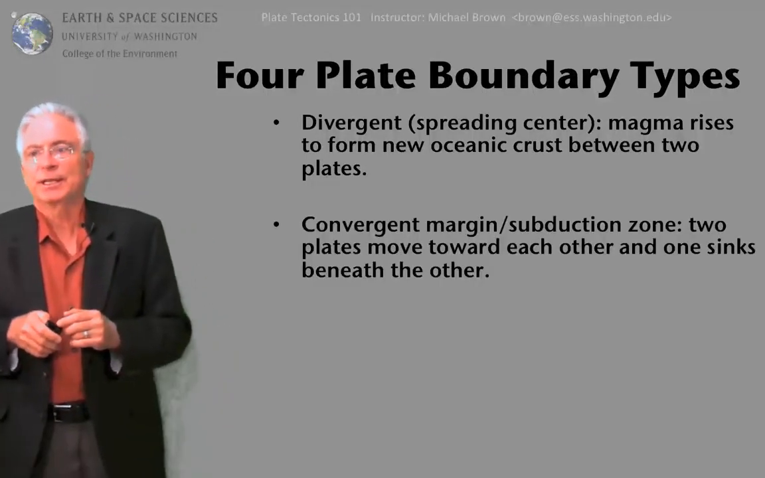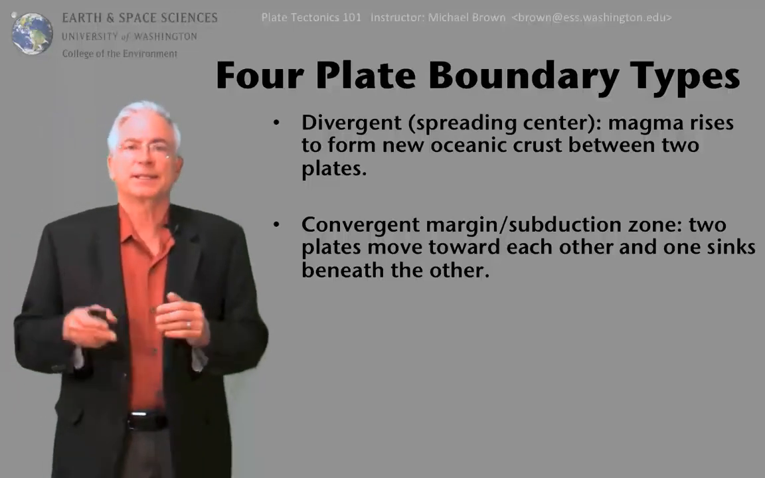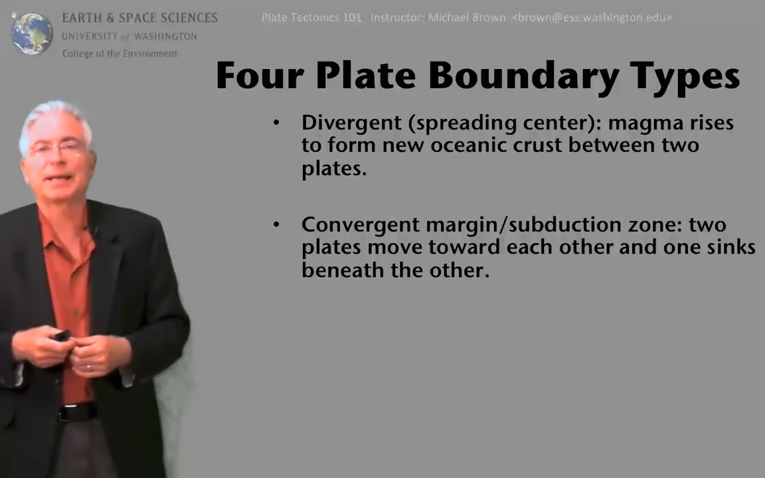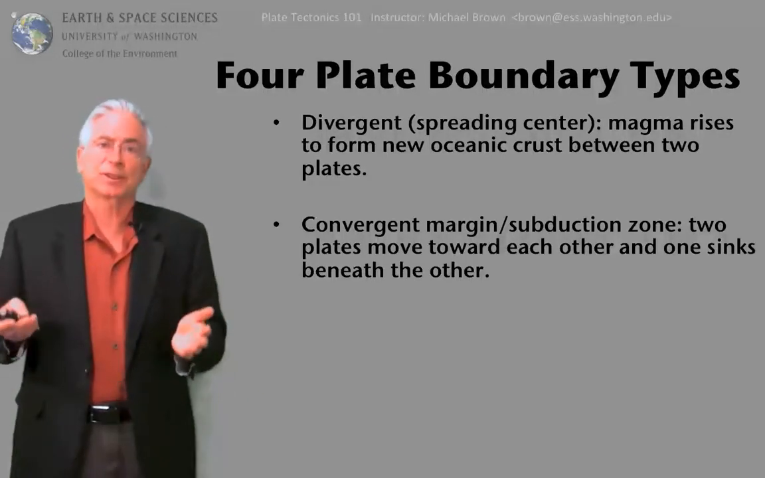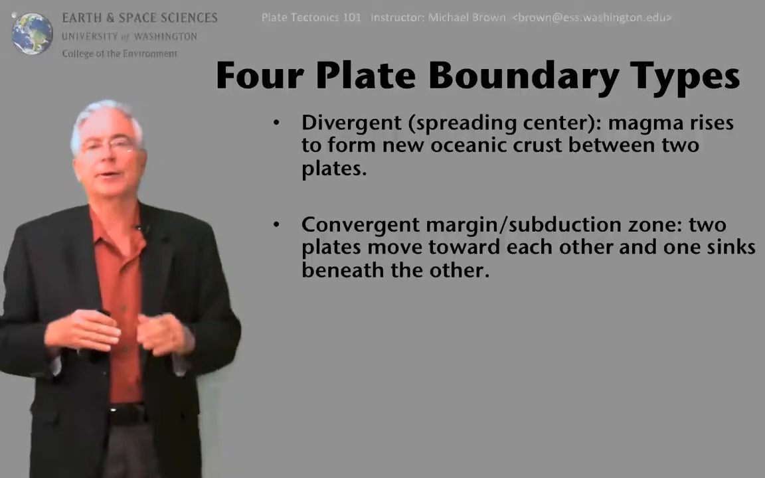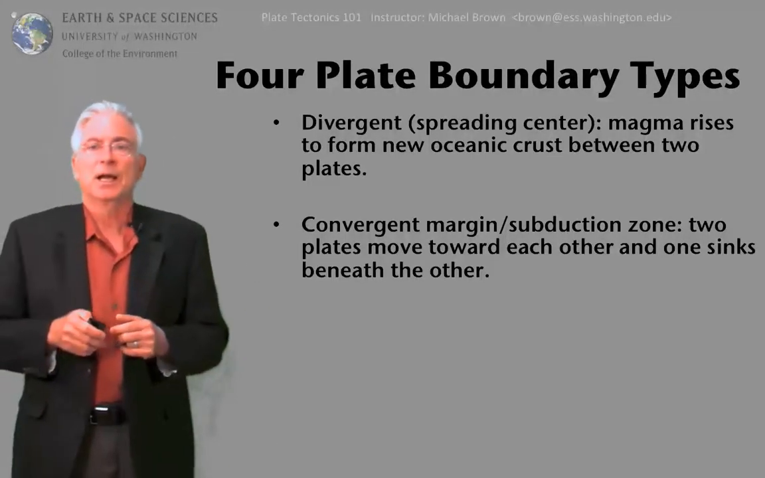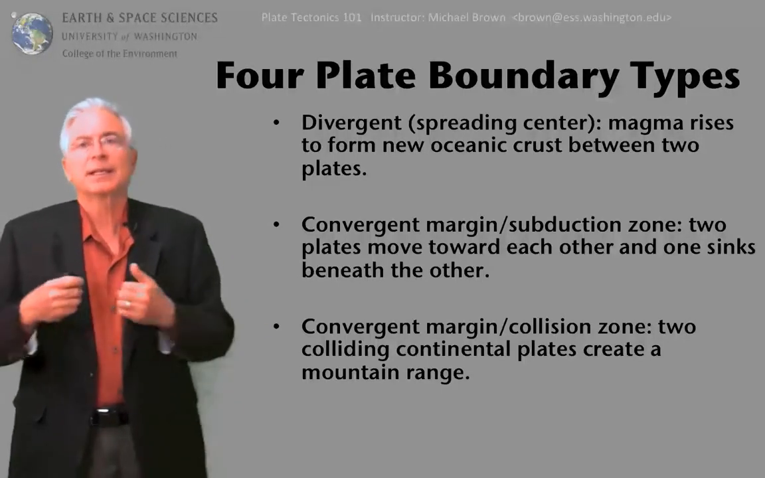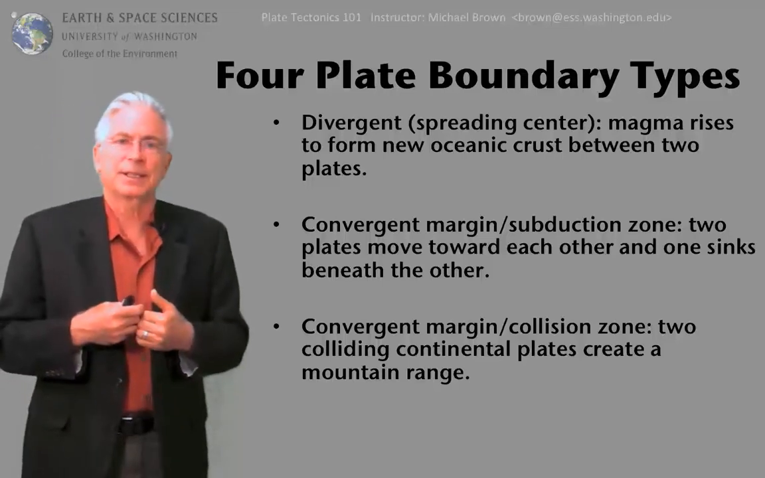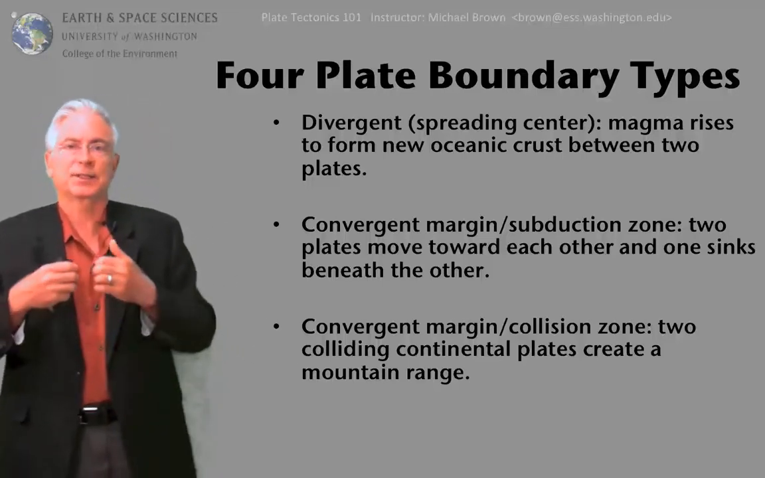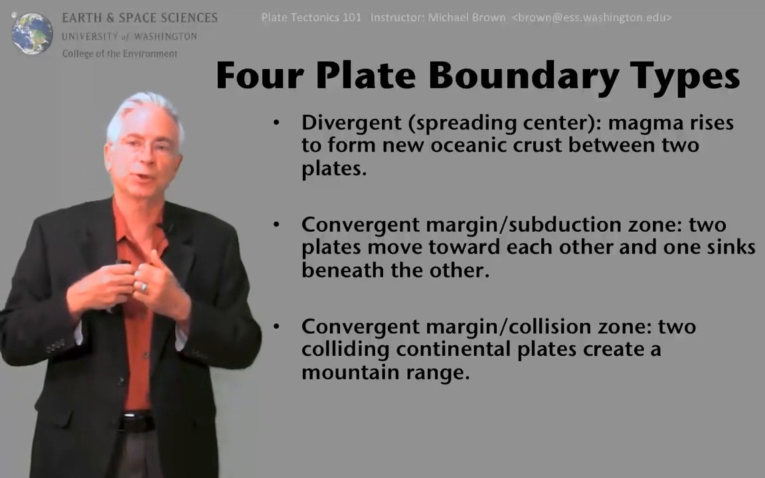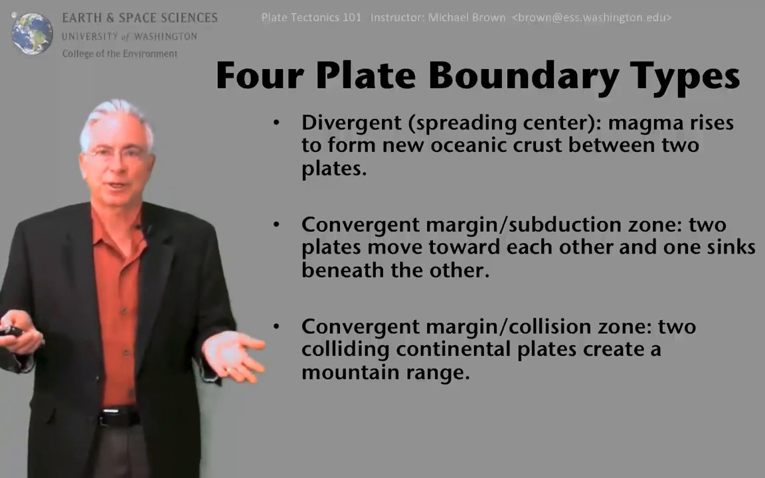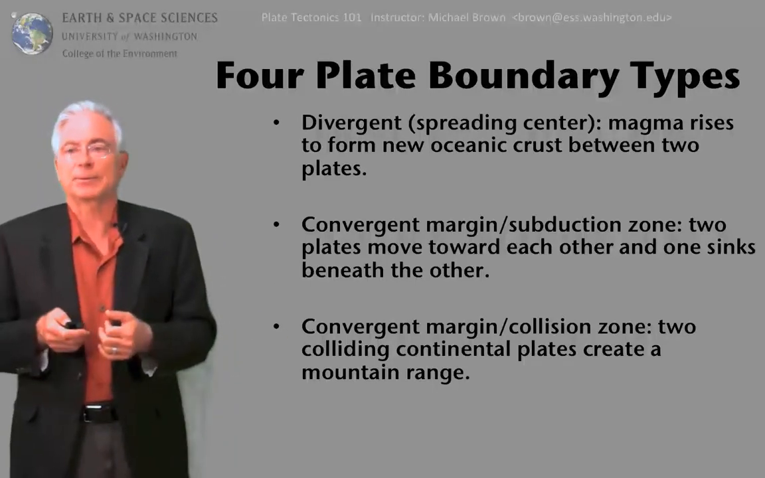Now, convergence can occur in which one of the plates subducts. Usually it's an oceanic plate, and I'll talk more about that in a moment. A convergent margin with a subduction zone has one plate going down and one plate overriding. A convergent zone with 2 continental segments can't subduct in the same way. In fact, the continents tend to plow into each other and push up, forming a mountain range. So a convergent margin with continents generates high mountains.